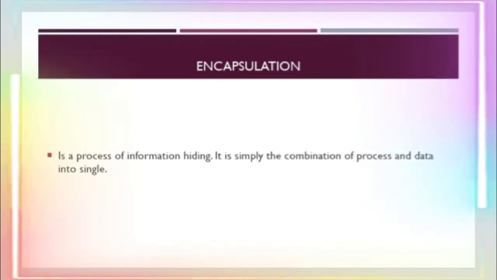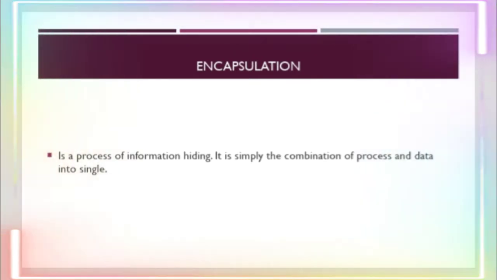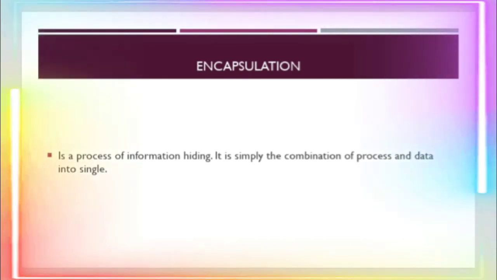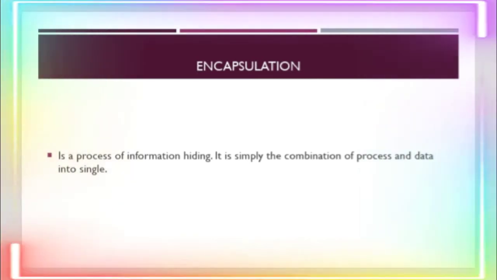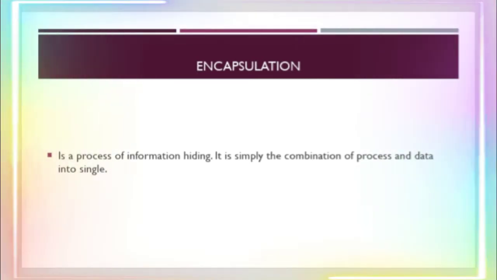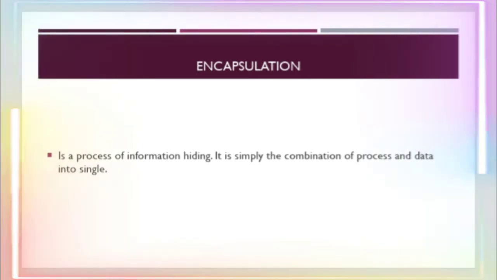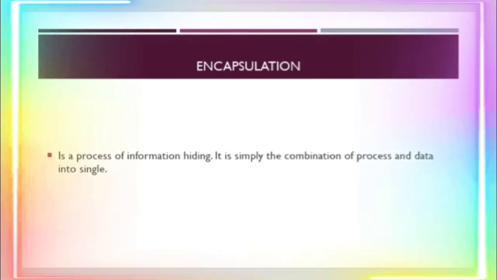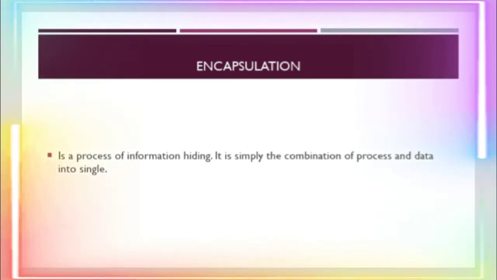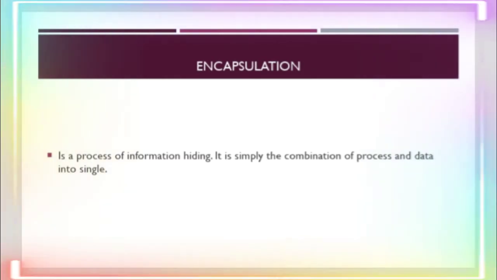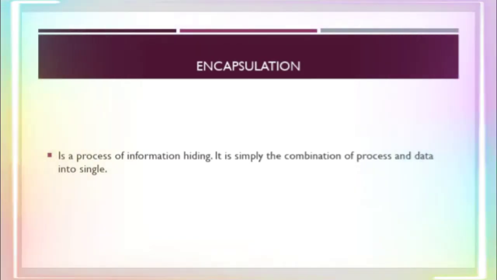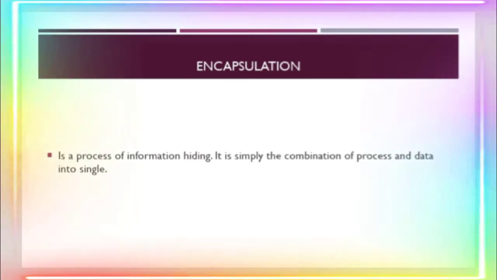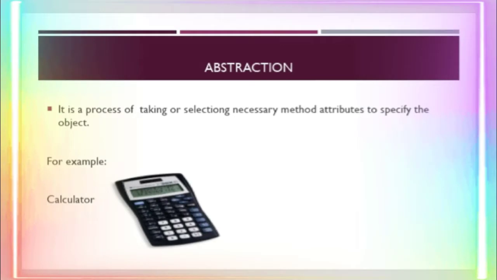Encapsulation. It is a process of information hiding. It is simply the combination of process and data into a single entity. When we say encapsulation, the data inside this unit is not accessible by outside objects, and only those functions inside this unit are able to access it. Thus, the object manages its state with the help of its methods, and to communicate with this object, we will require the help of the public methods of this class.